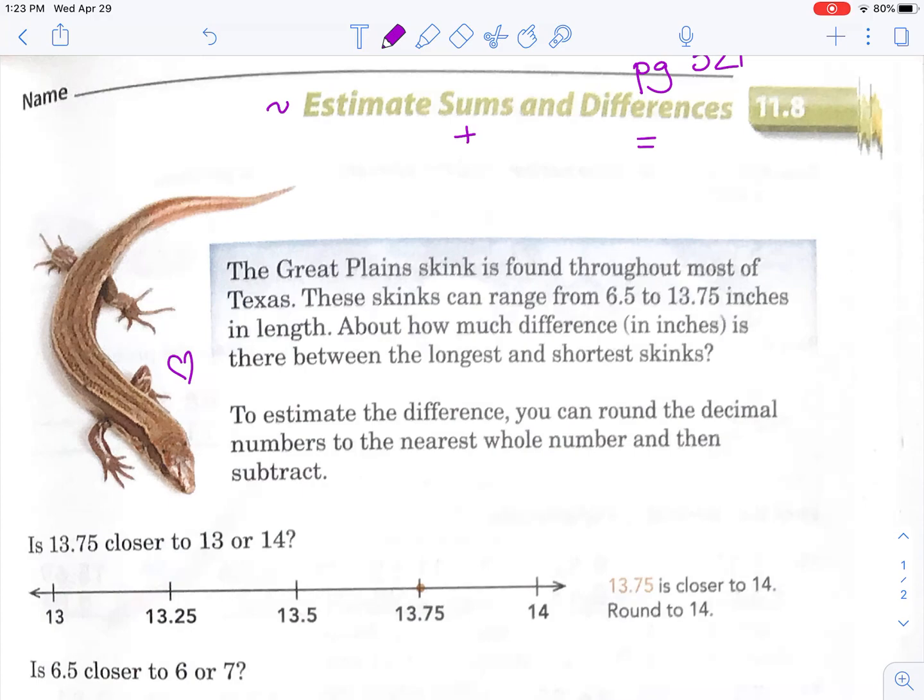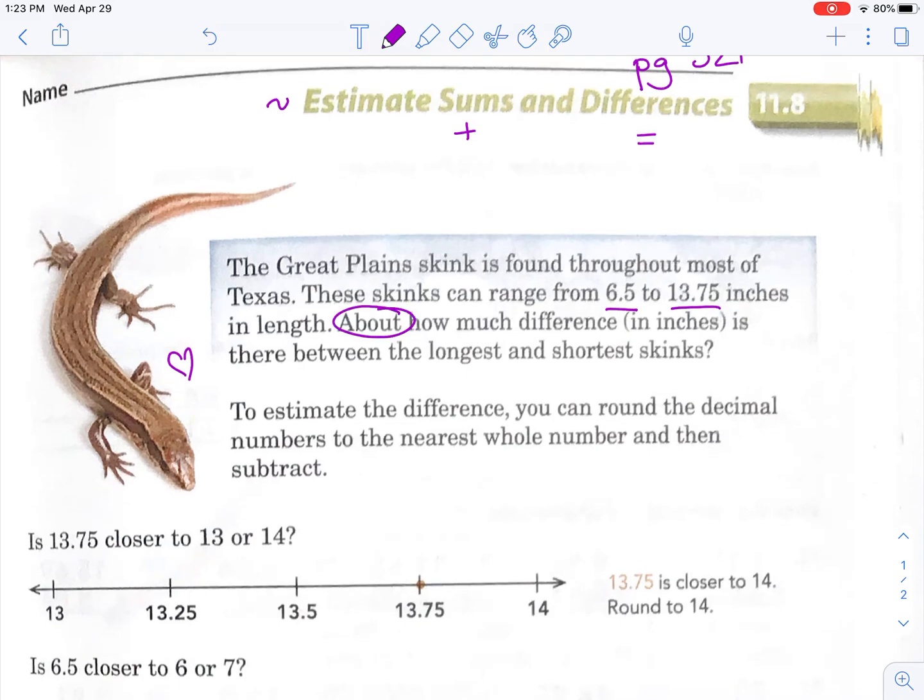So it says, the Great Plains skink, that's this guy right here, is found throughout most of Texas. These skinks can range from 6.5 to 13.75 inches in length. About, there's our key word right there, about how much difference in inches, that's going to be our label, is there between the longest and shortest skink.